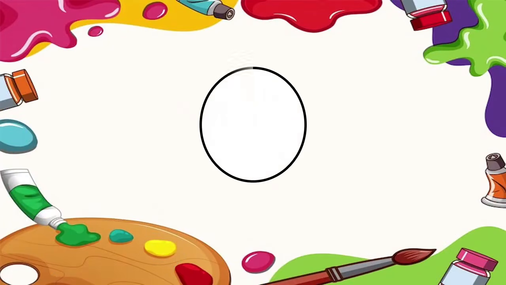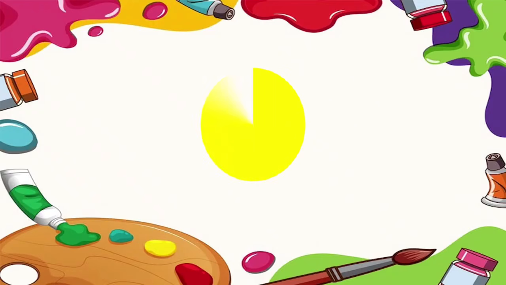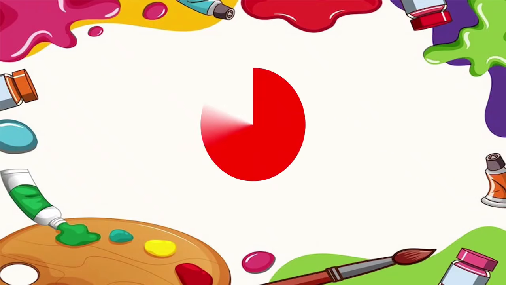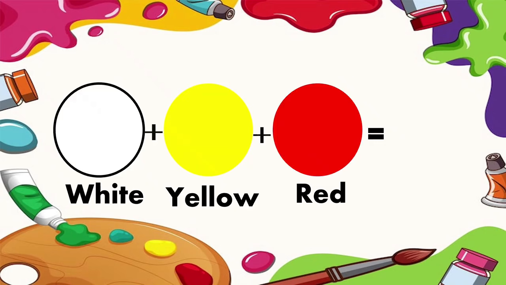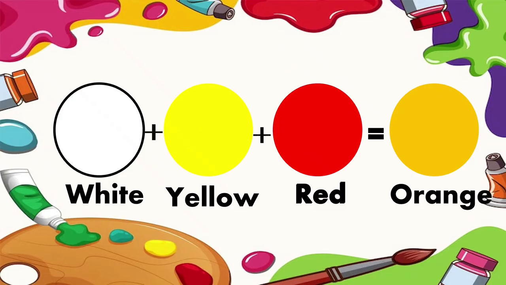We have again white color. I know the name of this color. Yeah, it's yellow. This time we will mix 3 colors. The third color is red. Let's mix 3 colors, white, yellow and red. Ooh, I got this color. It's orange. Let's paint it in my drawing.